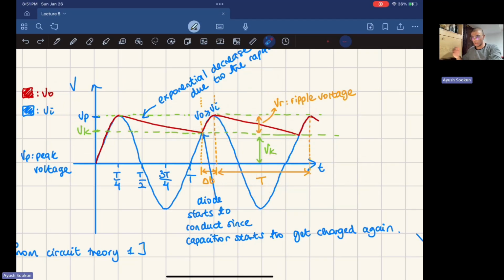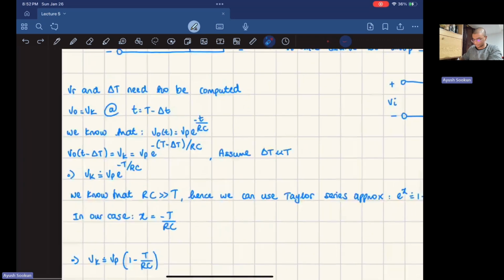If you didn't understand that, just rewind the video a little bit and I'm sure you're going to get it. So we're going to call that voltage Vk, okay? So that voltage Vk plus the ripple voltage is going to amount to the peak voltage. That's something to keep in mind. So let's go back here.